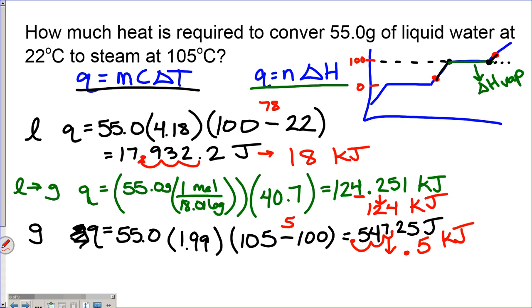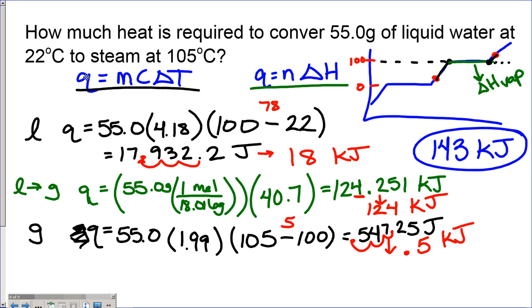Now that everything is in kilojoules, we can add them together. And then pay attention adding. Whenever you're adding, the 18 and the 124 do not have decimal places. So we want to round to where we have no decimal places. So if you add those all together, you should get 143 kilojoules as your final answer with sig figs and everything.